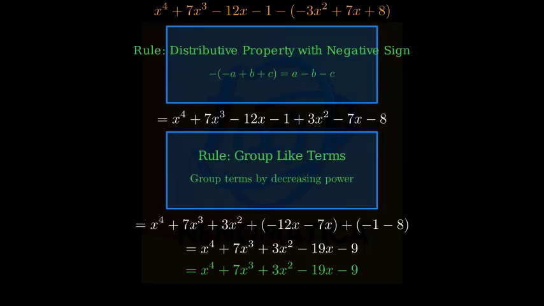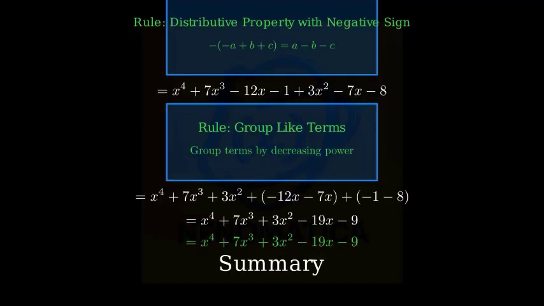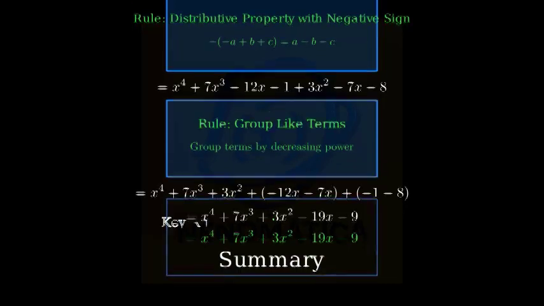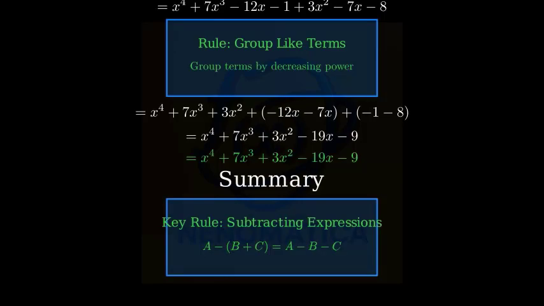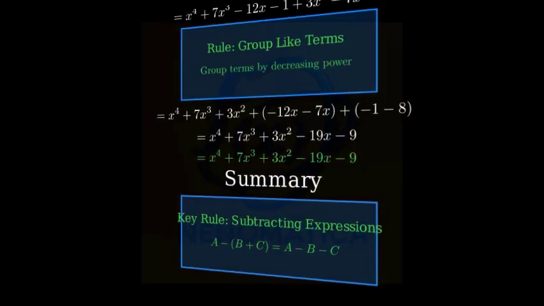Let's summarize what we've learned about subtracting polynomial expressions. When subtracting one expression from another, we need to distribute the negative sign to all terms inside the parentheses. This means changing the sign of each term. After removing the parentheses, we group and combine like terms to simplify the expression.